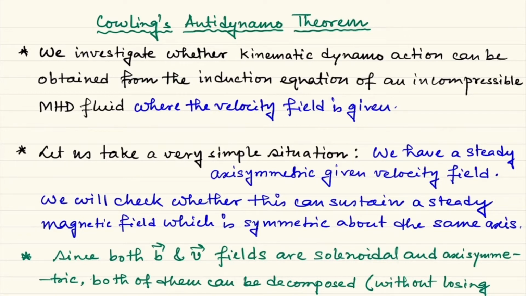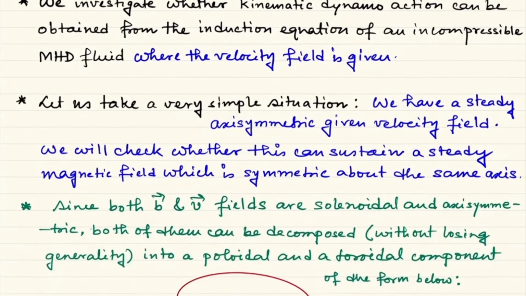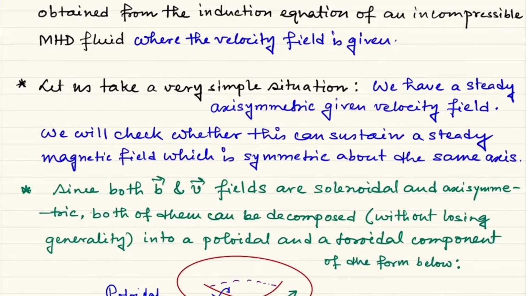Okay. Now in this situation, if we again take, for simplicity, a very particular situation where we imagine that we have a steady axisymmetric given velocity field, the question is whether this type of velocity field can sustain a steady magnetic field which is also axisymmetric about the same axis. Whether this is possible or not. By Cowling's anti-dynamo theorem, one can actually show that this is not possible.